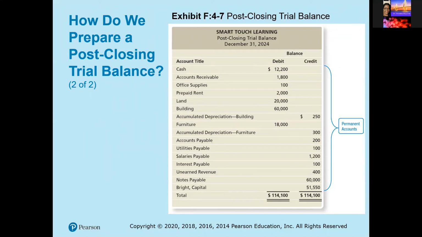At this point, since all the revenue, expense, and owner withdrawal accounts have been closed, they will all have zero balances. The resulting post-closing trial balance lists only permanent accounts. These are permanent accounts. And it shows the debits and the credits. And you see here that the debits equal the same amount of credits.